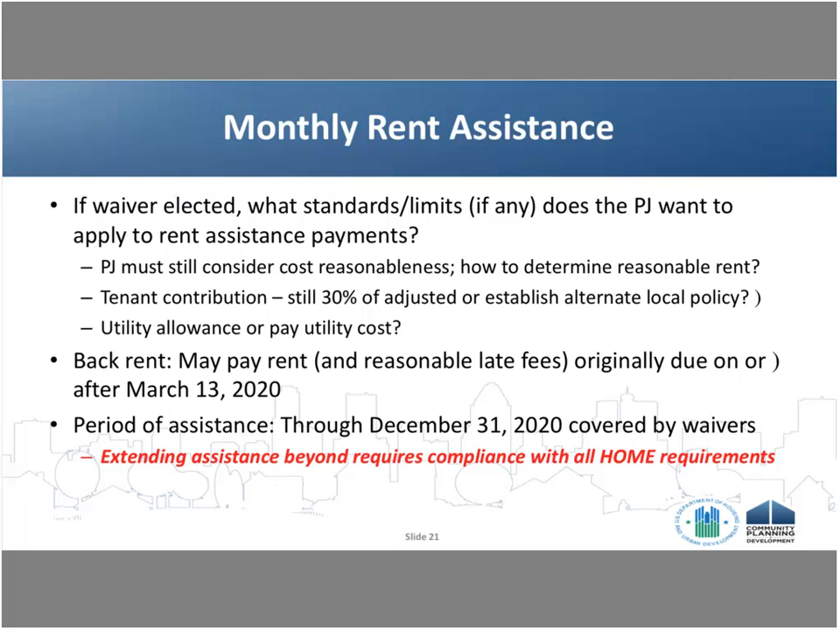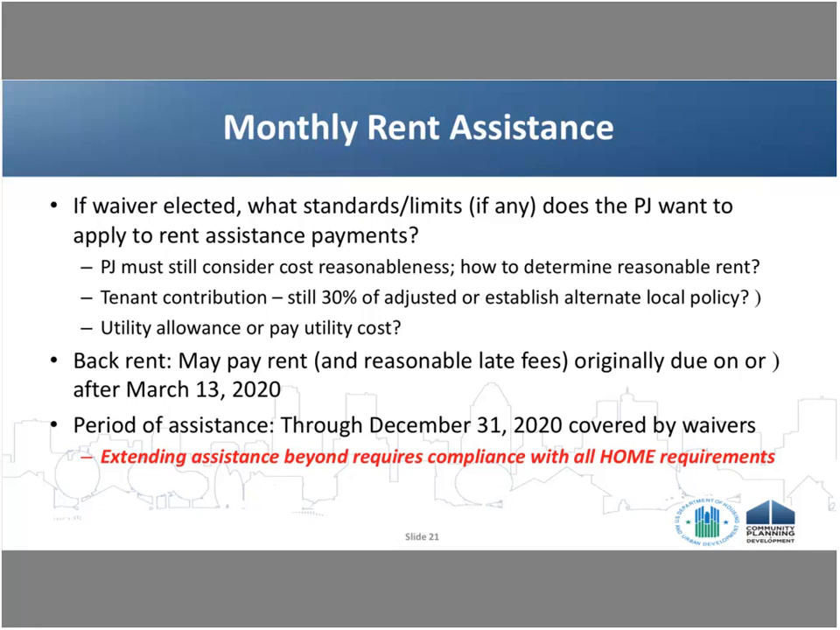These are extraordinary flexibilities, but they also represent the limits of what you can do, not requirements for how far you have to go. So PJs need to think through this in terms of how they intend to address program design issues, including making sure that we're not supporting artificially high rents, because we didn't waive 2 CFR 200. We always have to consider cost reasonableness under the cost principles. Similarly, just because we may and can pay 100% of somebody's rent without a tenant contribution doesn't mean that all of us are going to want to do that.